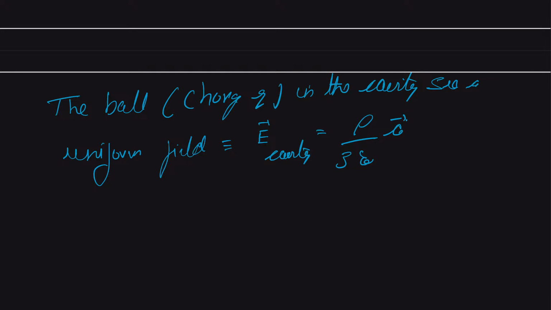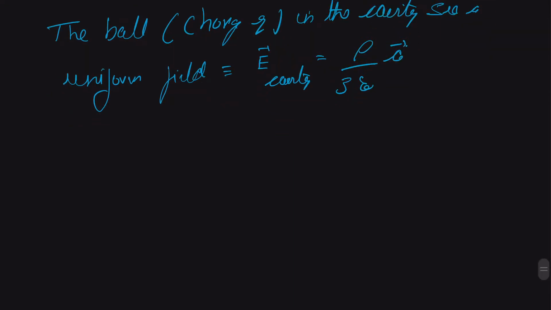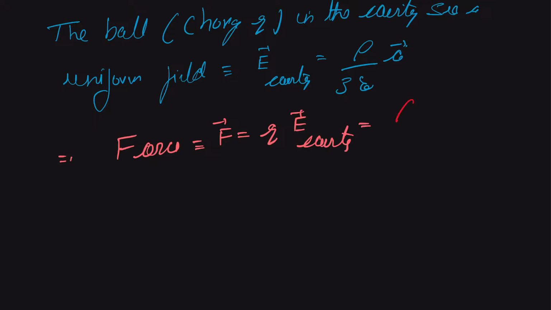And we can find out our force now, because the ball is having a charge of Q. Therefore we can say that our force will be equal to F equals Q times E cavity, and this comes as our rho upon 3 epsilon naught Q A unit vector, and this is same as our part A.